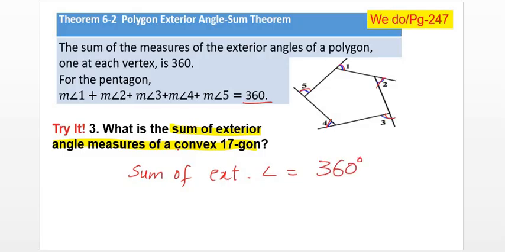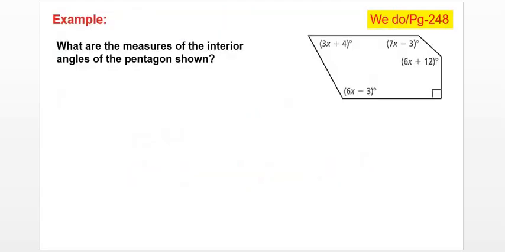What is the meaning of convex? Convex means that each interior angle is less than 180. If any of the interior angles becomes more than 180, then the polygon will not remain a convex polygon. It will change into a concave polygon. Clear? Okay, now here we have another example.